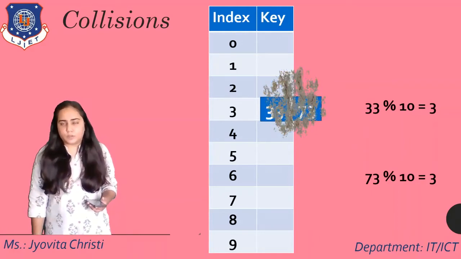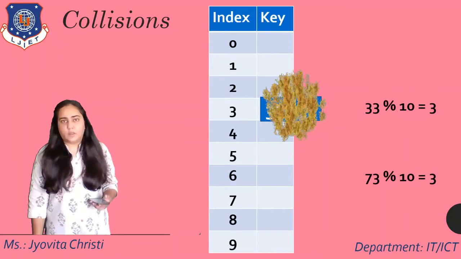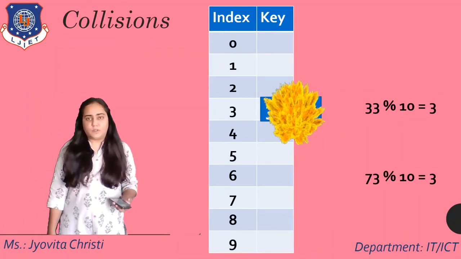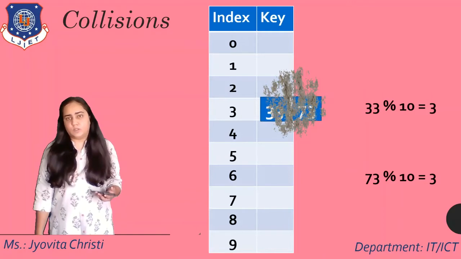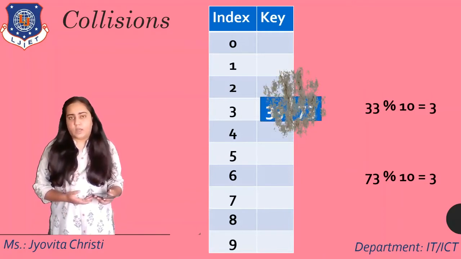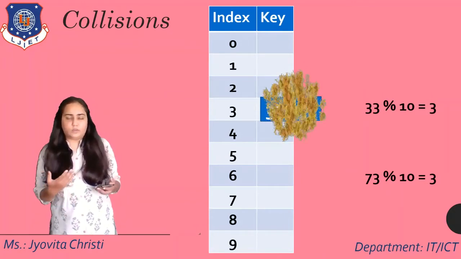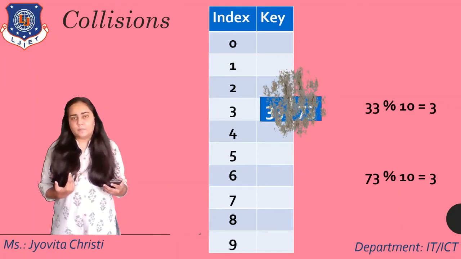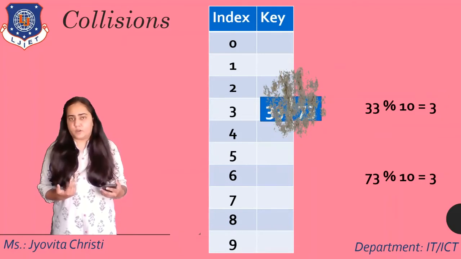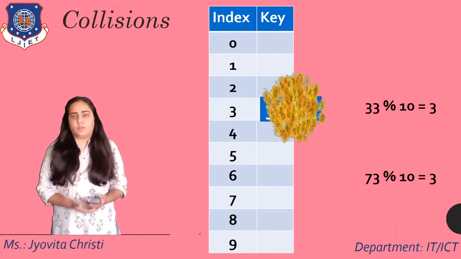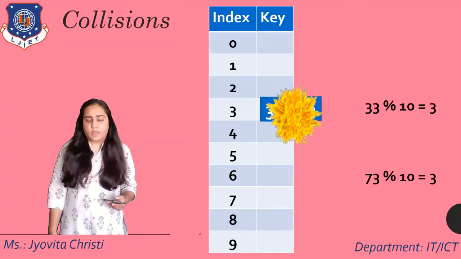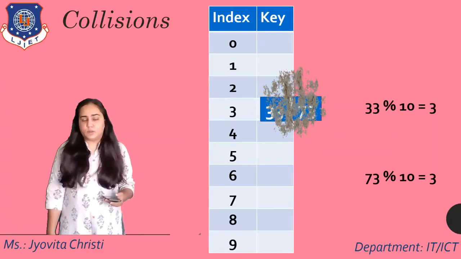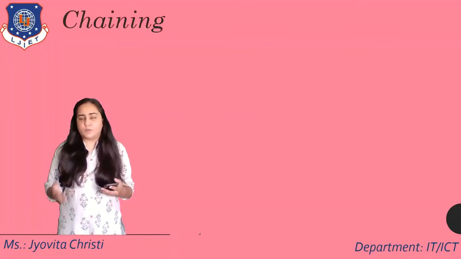And no matter how good your hash function is, you will always have collisions at some point or the other because your hash table is also going to get filled slowly. And that's why, as the keys increase and the hash table starts becoming fuller and fuller, you will find out that there will be more collisions occurring. And there are ways to handle these collisions, which we are going to see now. And these are called collision resolution techniques.